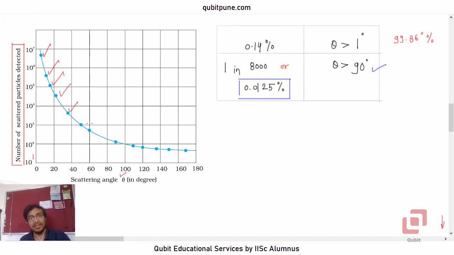So these are indicators that alpha particles do not actually feel the repulsion of the positive charge from the atom, and they just go and deflect.